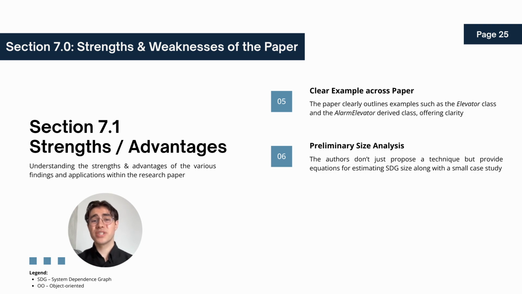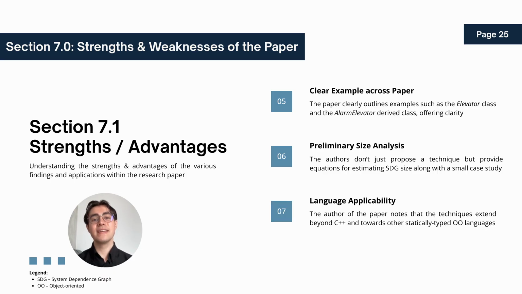The sixth strength is actually the preliminary size analysis. The authors don't just propose a technique, they analyze its space requirements. They provide equations for estimating SDG size and conduct a small case study showing that actual graph sizes are much smaller than worst case bounds. For their 9-class example, the upper bound was over 282,000 vertices, but the actual SDG had only about 1,257 vertices, which is pretty impressive if I may add.